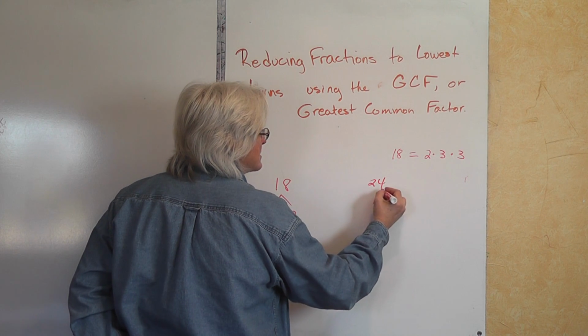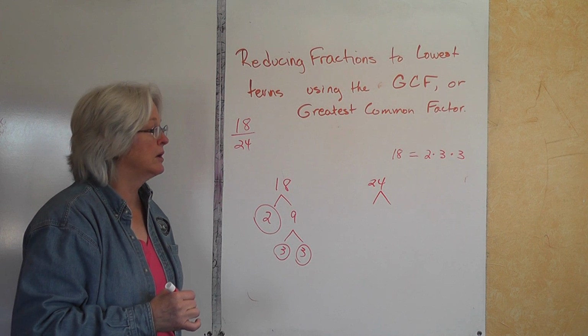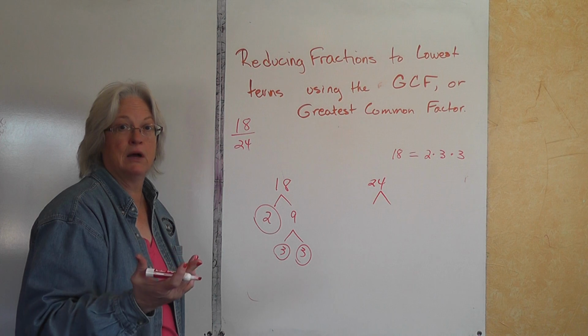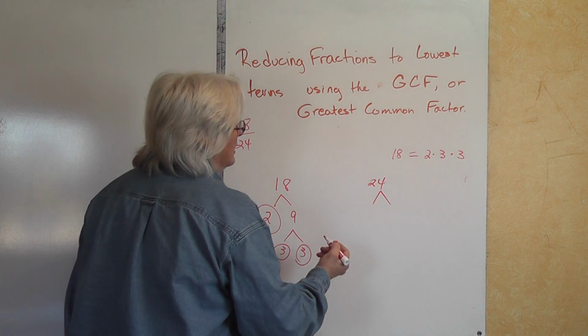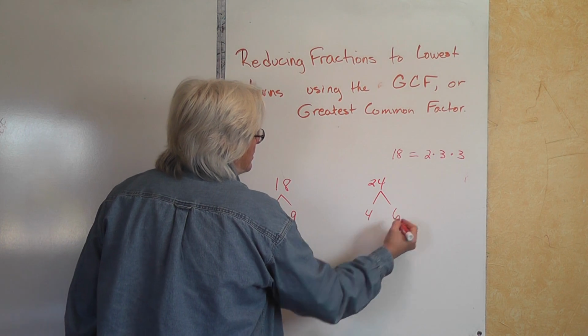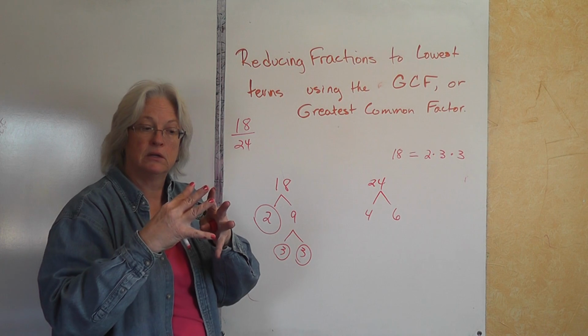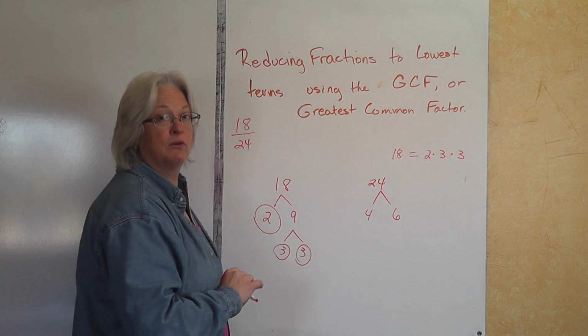What two numbers can we think of that multiplied together give us a product of 24? Well, 2 times 12, 3 times 8, 4 times 6. Pick a number that comes into your head. I like to pick numbers that are closer to one another because then I usually have less branching to do. 4 times 6 is 24.